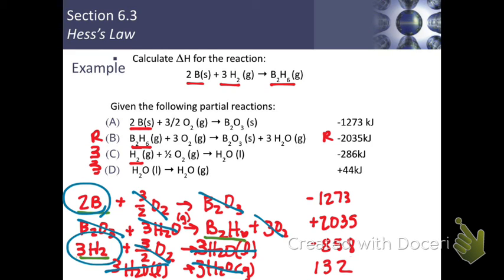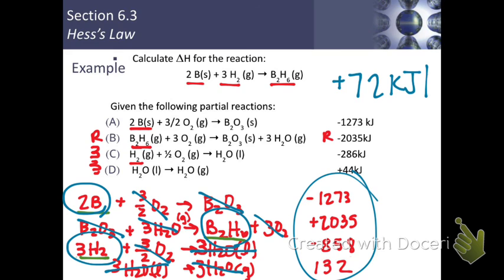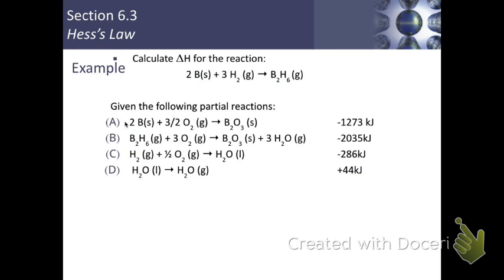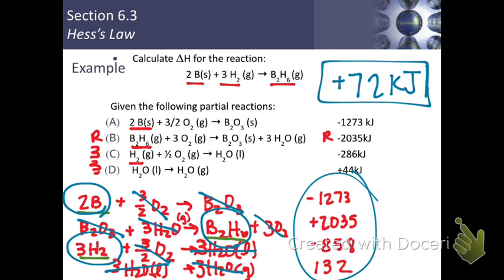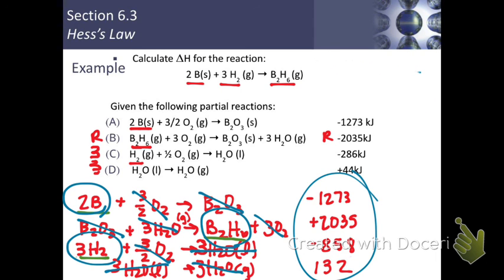The things I need to keep are where we want them to be, and now I just add up all those delta H's. Okay? So negative 1273 plus 2035 minus 858 plus 132. I got... What'd you get? Anybody do it? I'm slowly typing. Okay, sorry. Oh, no. I'll take that back. I didn't type it in my calculator. This is 36. Yes, thank you. All right, so a positive 36 kilojoules.